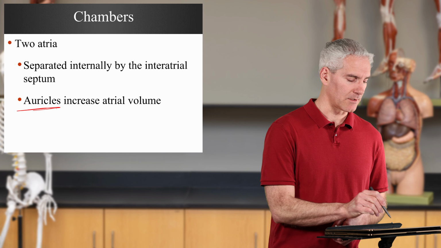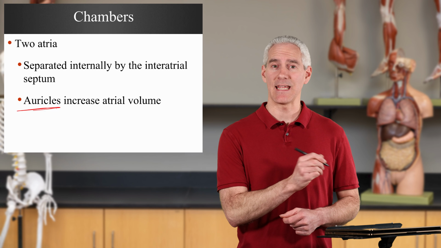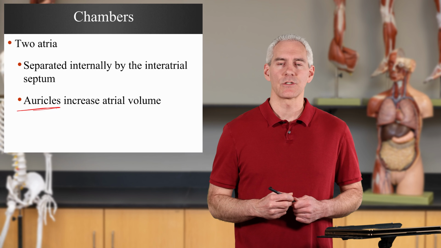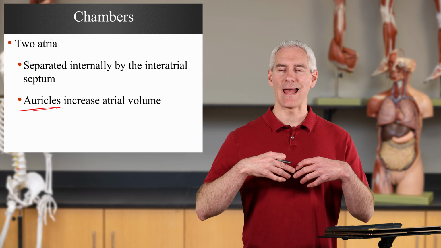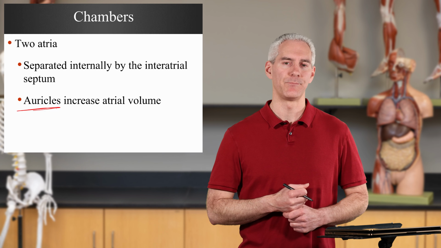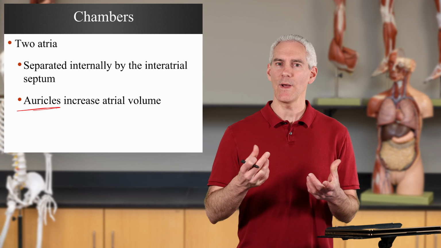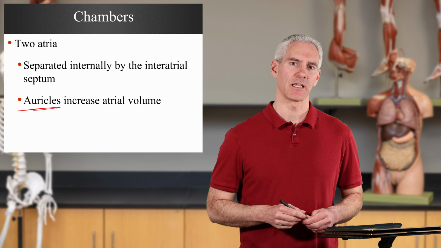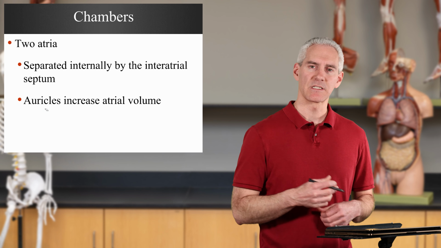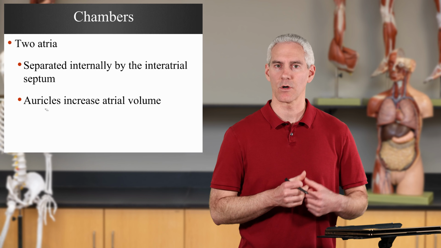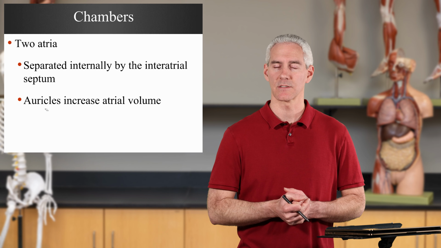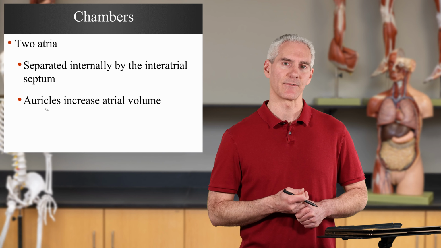Now the term auricle, and watch the spelling on that, it's A-U, not O. So the auricles are found externally on top of both of the atria. It's a way to increase the volume of the atria because the blood can be pumped or pushed into the auricles or even flow into the auricles to allow for an increase in volume.